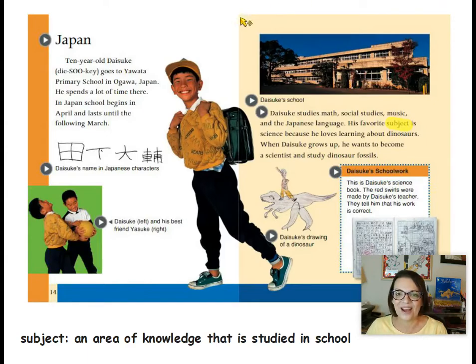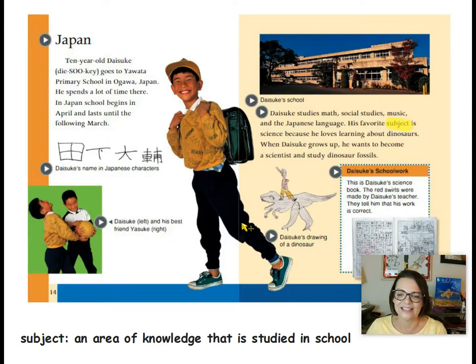And I can see right here on the top of this page is another illustration and it says that's Daisuke's school. Daisuke studies math, social studies, music, and the Japanese language. His favorite subject is science because he loves learning about dinosaurs. When Daisuke grows up, he wants to become a scientist and study dinosaur fossils.